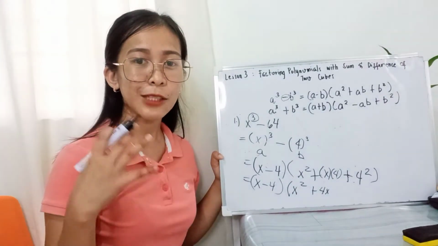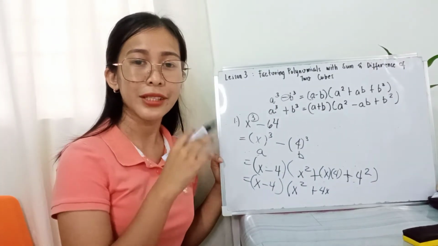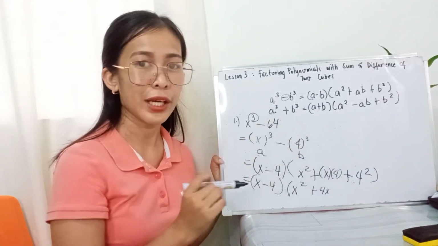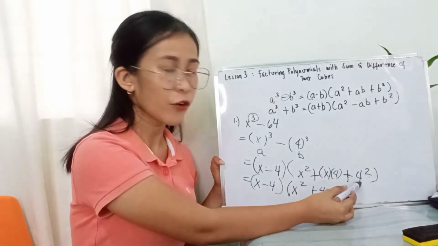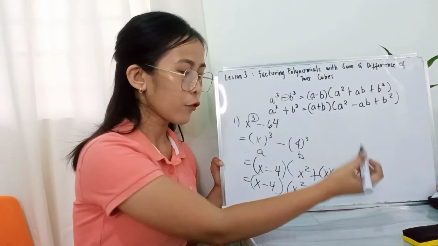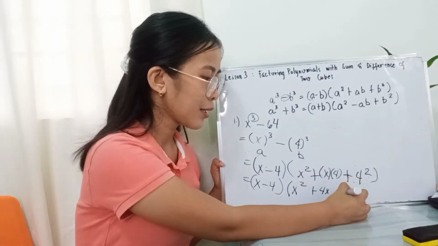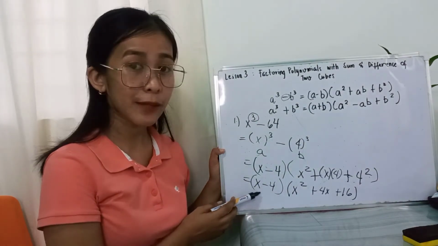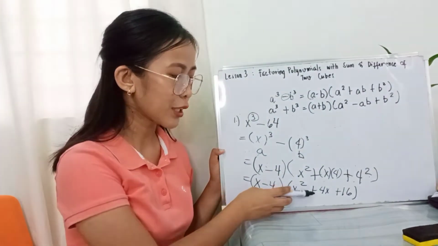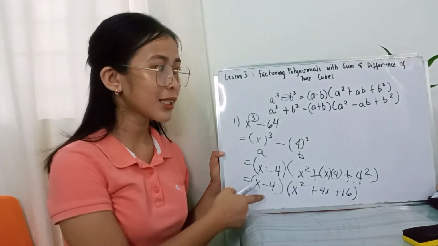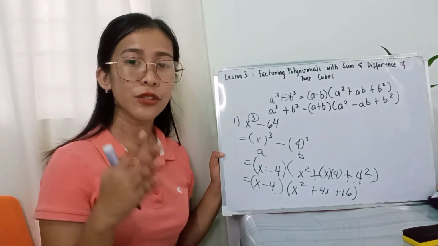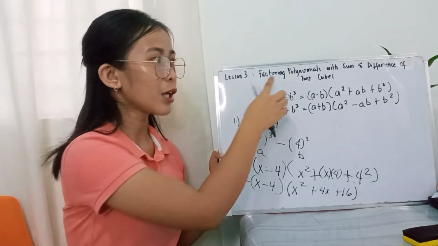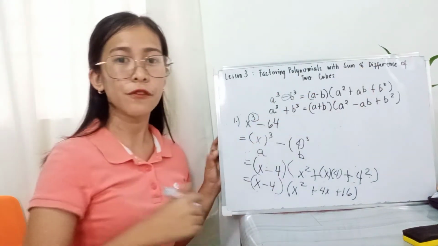Diba? Kapag may exponent, or if a number is expressed to the exponent, you're just going to multiply the number itself to how many times the exponent is. Dahil nga ito ay 2, so therefore, 4 times 4 yun, diba? Dalawang 4. So, 4 times 4 is equal to 16. Therefore, x cubed minus 64 is equal to x minus 4 times x squared plus 4x plus 16. And this is already the final factored form of this polynomial. Okay? So, that is how we're going to factor polynomials with sum and difference of two cubes.